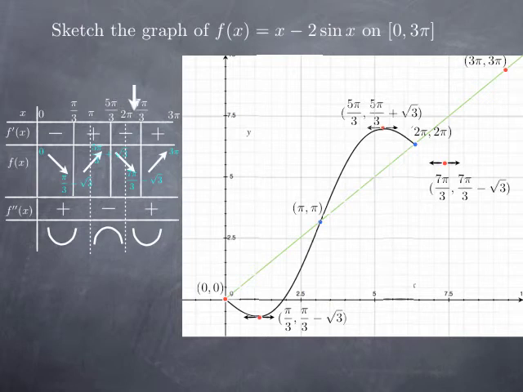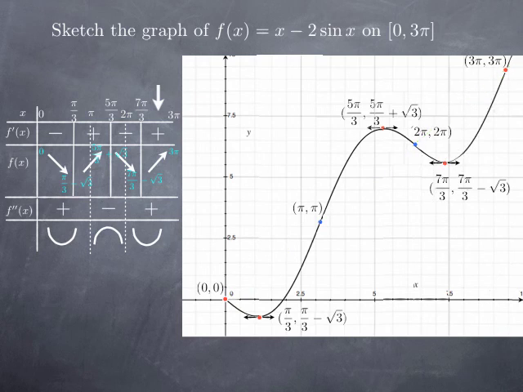Then on the next interval from 2 pi to 7 pi over 3, the function is still decreasing, but now the concavity changes to concave up again because I'm going through an inflection point. So I connect the second inflection point to the second local minimum with a smooth arc that is decreasing and concave up. And finally, on the last interval from 7 pi over 3 to 3 pi, the function is increasing and concave up, so I connect my local minimum to the endpoint (3 pi, 3 pi) with a smooth arc that is increasing and concave up. And here is my graph.